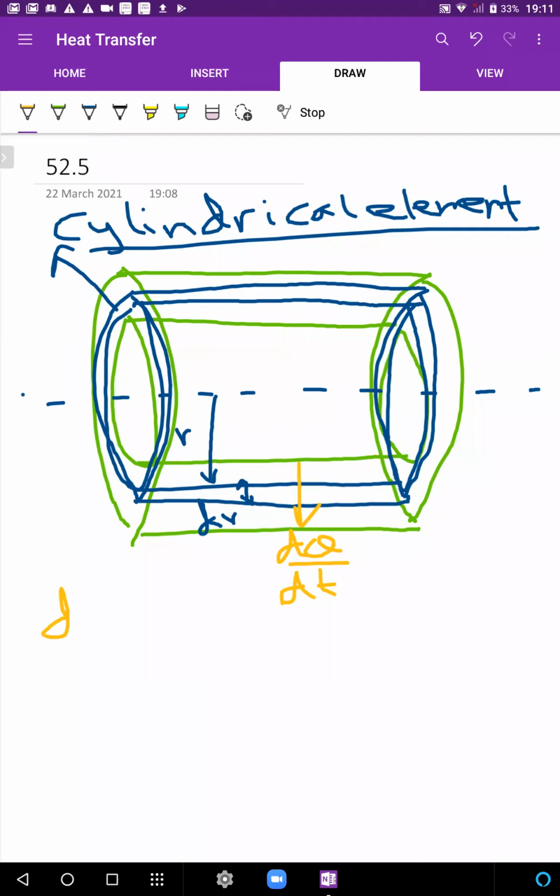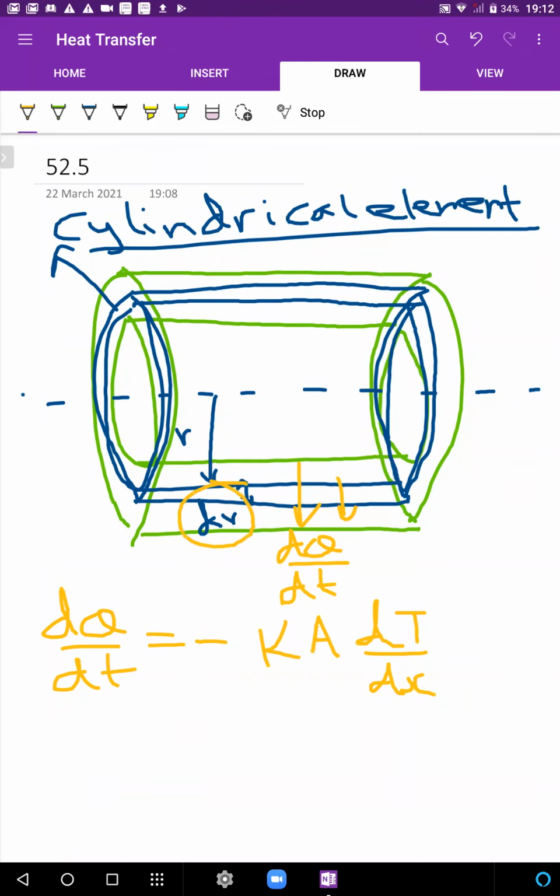Okay. Now what is our equation going to be? dq by dt is minus kA dt by dx. Now, what is going to play the role of dx over here? All right. So naturally, as we're going out, what is playing the role of dx is our increment in r. So we are moving along the radius. So we can say in this case, dq by dt is minus kA dt by dr.